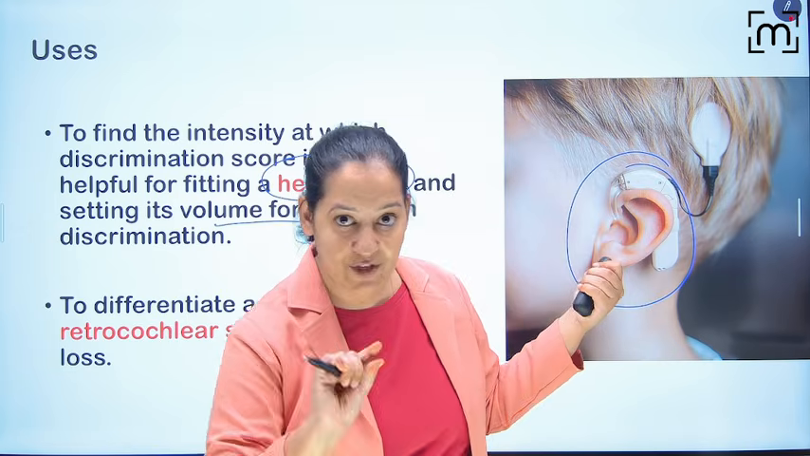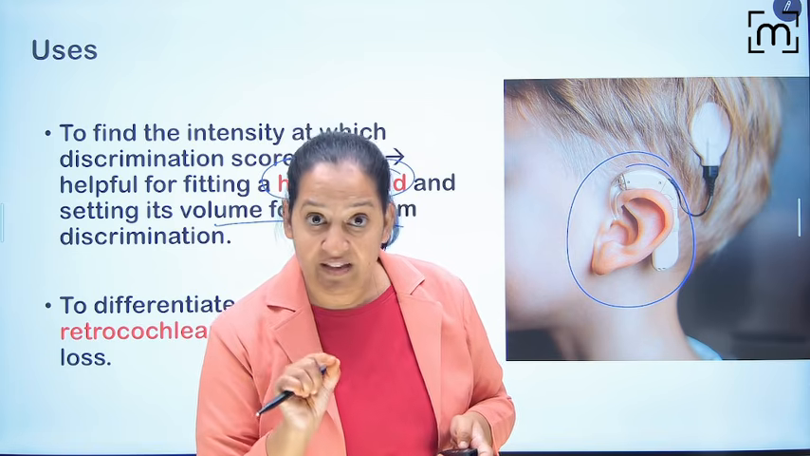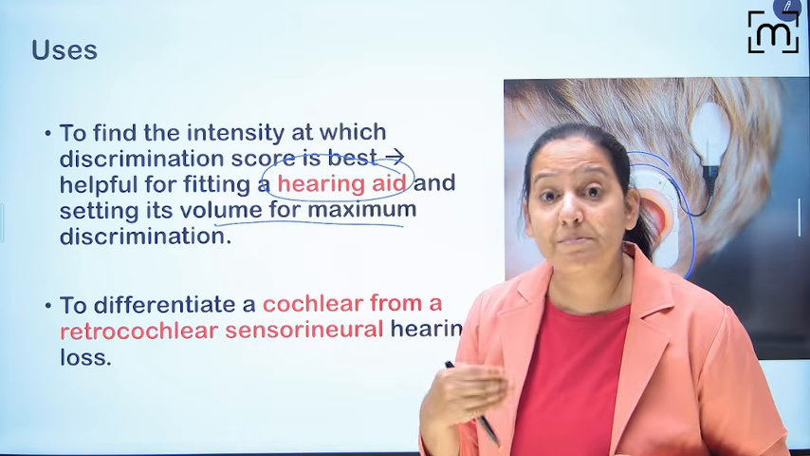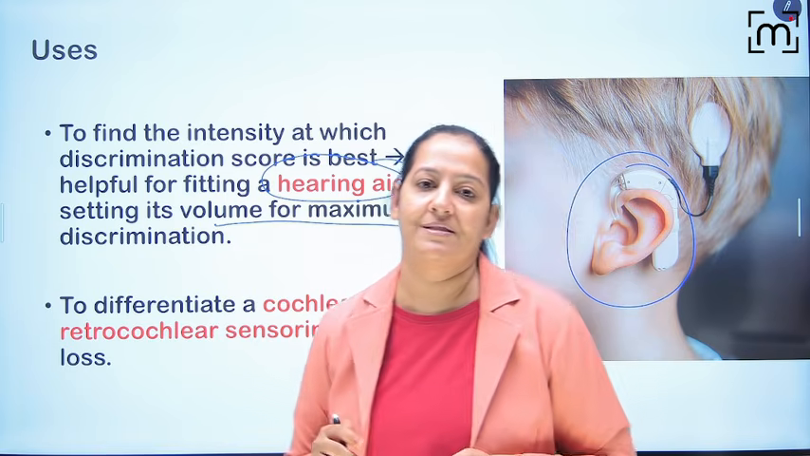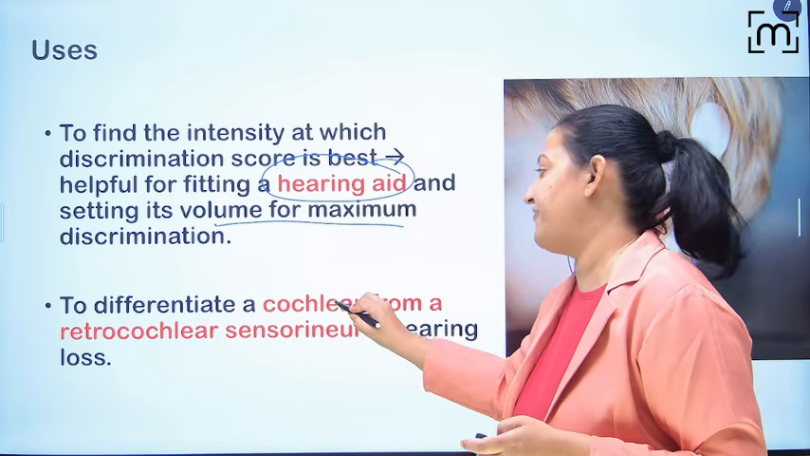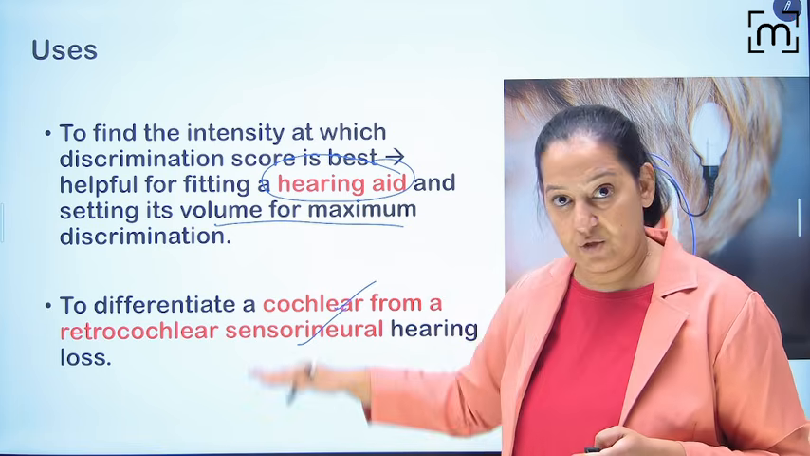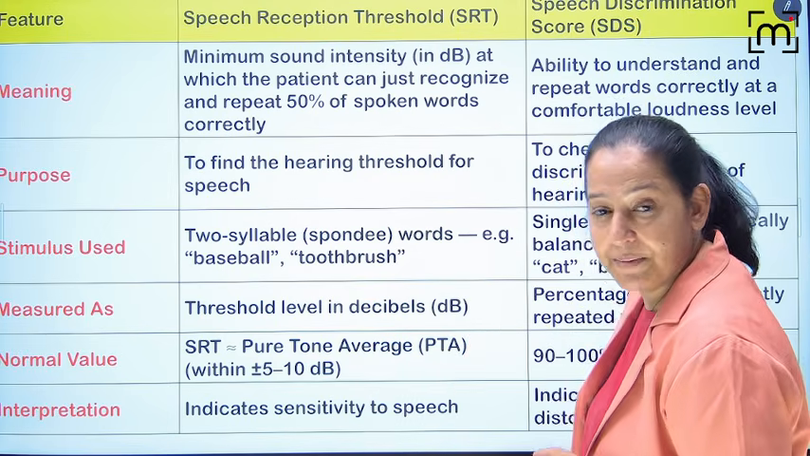In the hearing aid, there is an option of setting the volume. So based on the PB score, we will set the volume of this. Okay. And this can differentiate cochlear from retrocochlear deafness and sensorineural. So these are the two uses of speech discrimination test.